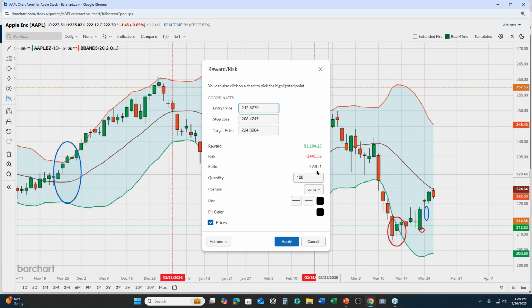So let's summarize what we've just done here. We're using a higher time frame, weekly, to create the condition, that range of probability. We're using the daily to help us find the setup, and then we're using the intraday to do that execution and that risk management.